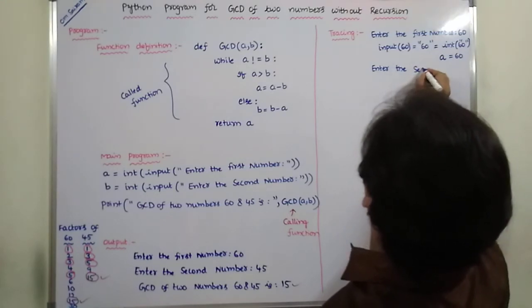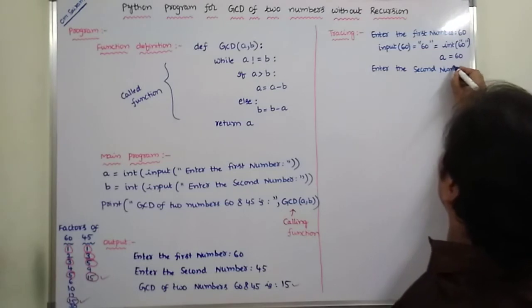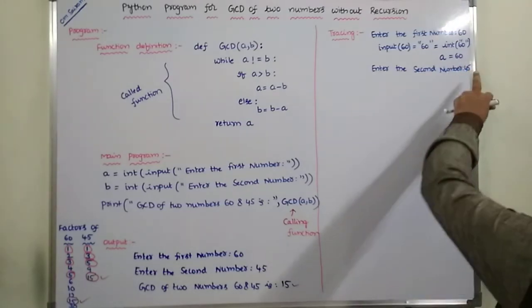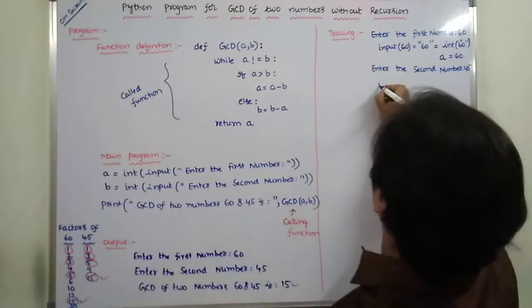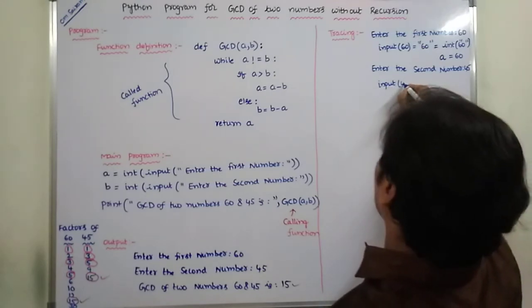Enter the second number. So the second number is 45. This is entered by the user. This value can be taken by the input function, input of 45.